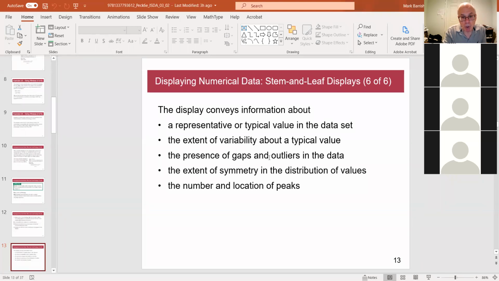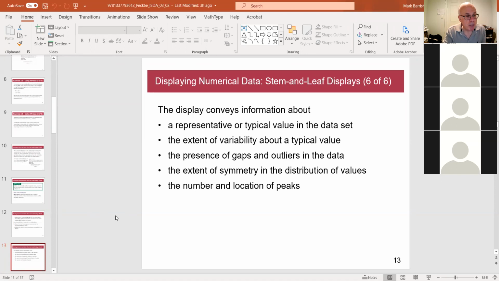If there's any gaps or outliers in the data, it will show you with the stem and leaf. Also, we're going to talk next week, I think, more about this concept of symmetry in the data set. Does it look symmetric? Does it look skewed? That sort of thing, and a stem and leaf will give you that. And also about peaks. Do you have just one peak? Do you have multiple peaks? That sort of thing. Where are they located?